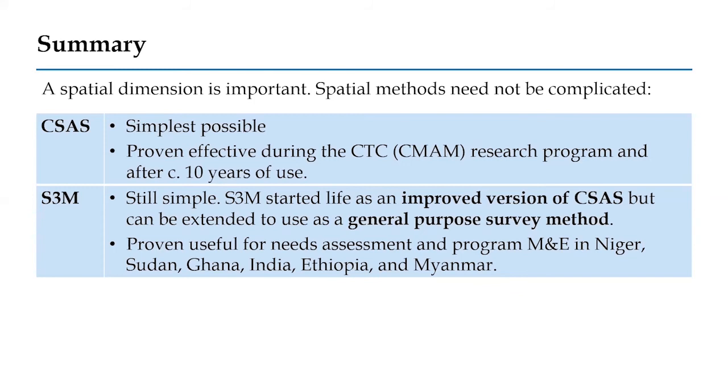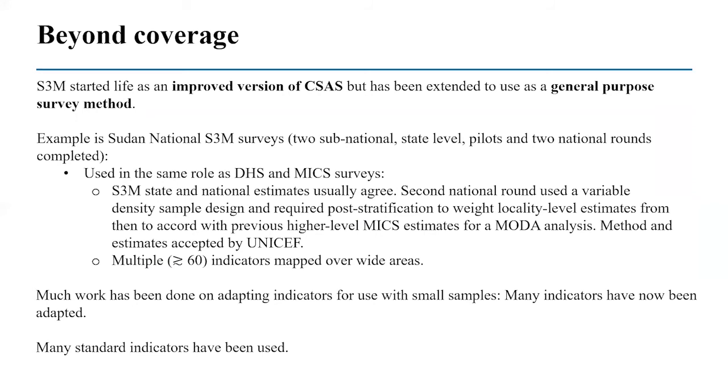S3M is still simple. The calculations to do some of the mapping are not so simple, but it's still simple. It started life as an improved version of CSAS for the Ethiopian government, but it can be extended to a more general purpose survey method rather than just a coverage survey method, as can CSAS. It's proven useful for needs assessments in programs and M&E in Niger, Sudan, Ghana, India, Ethiopia, and Myanmar. Let's have a quick look at some results now. Next slide. Oh, sorry, going beyond coverage.